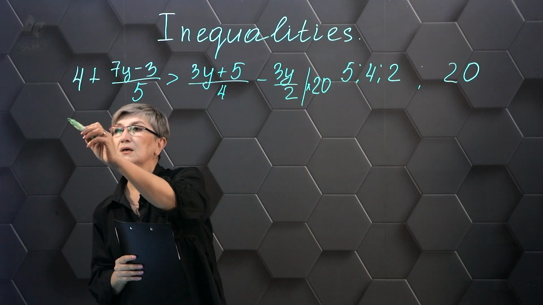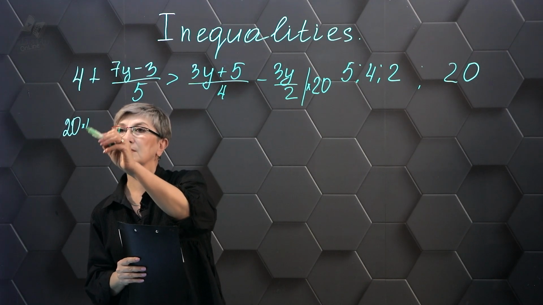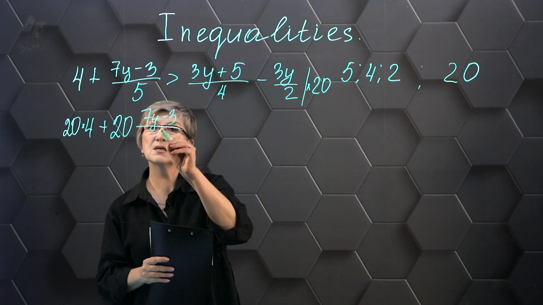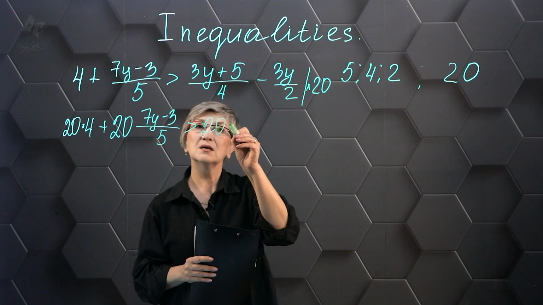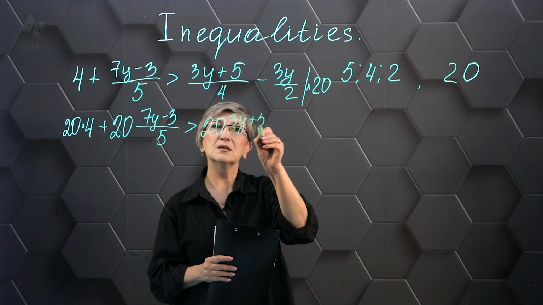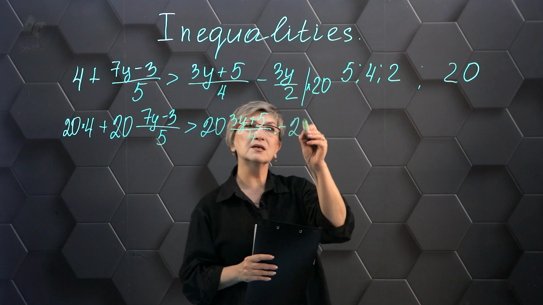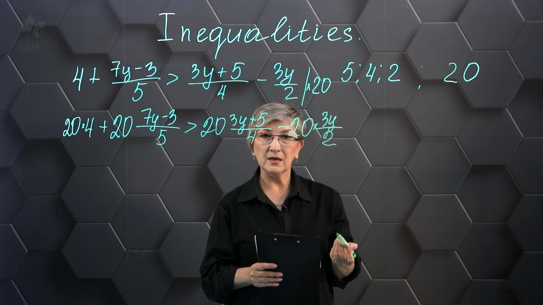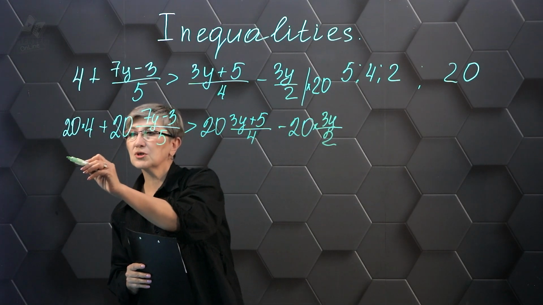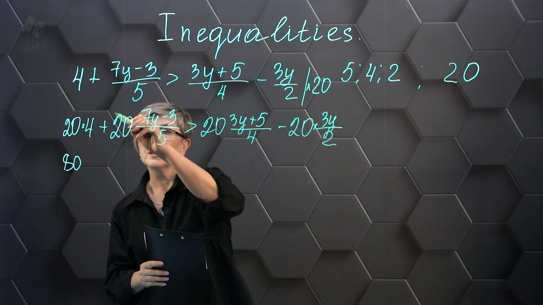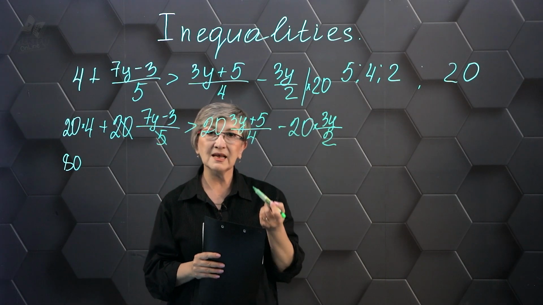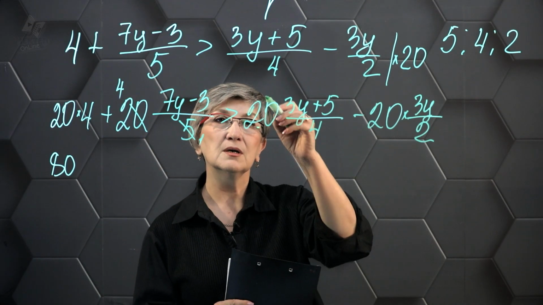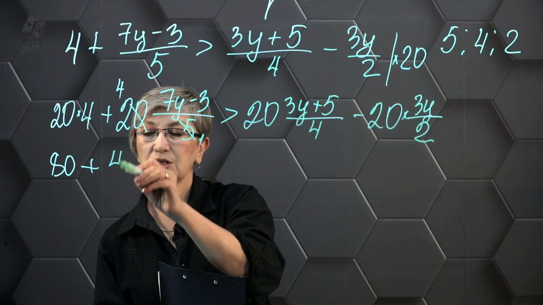As a result, we get 20 multiplied by 4, plus 20 multiplied by (7y minus 3) divided by 5, more than 20 times (3y plus 5) divided by 4 minus 20 times 3y divided by 2. As a result, 20 times 4 is 80, but 20 I can divide by 5. 5 divided by 5 is 1, and 20 divided by 5 is 4. As a result, it turns out to be plus 4.